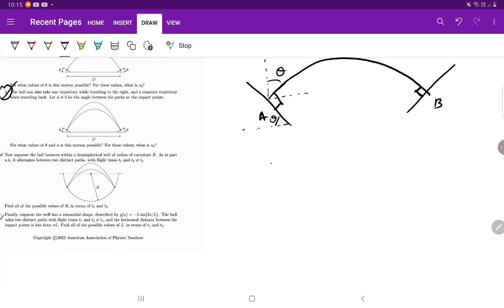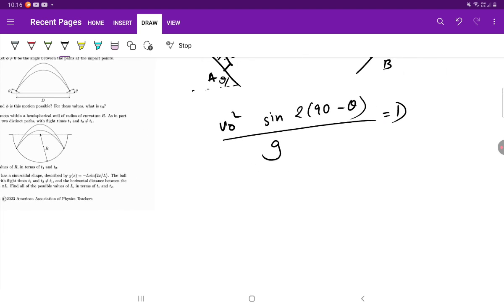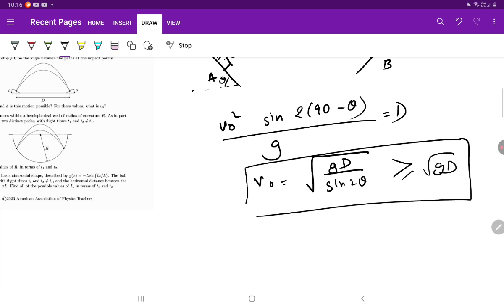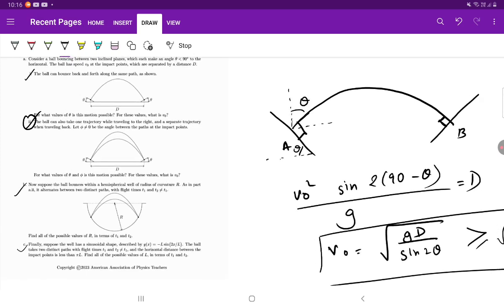If you observe, the angle with respect to vertical will be theta. So v naught squared sine of 2 times (90 minus theta) divided by g is equal to D. That is the third equation of projectile, the range. Then you will get v naught equals root of gD by sine 2 theta. One thing for sure we can comment is that this should be greater than or equal to root gD, so we get a lower bound of v naught in this problem. So the first part is done.